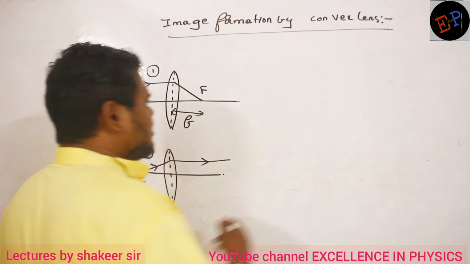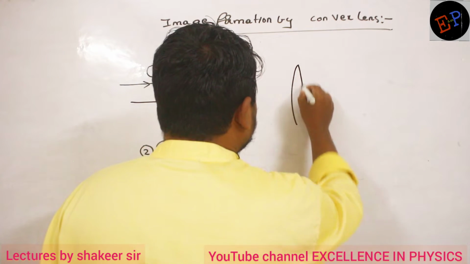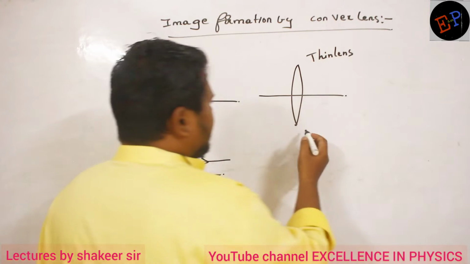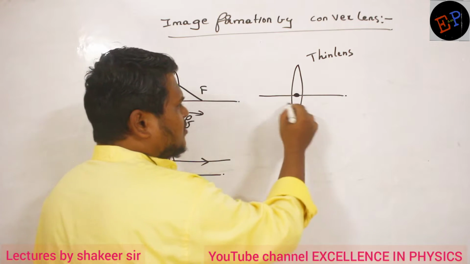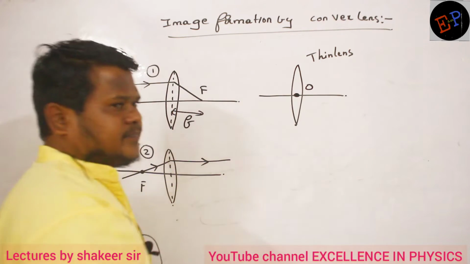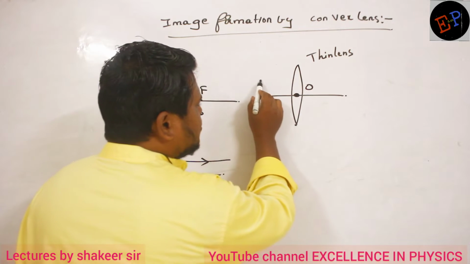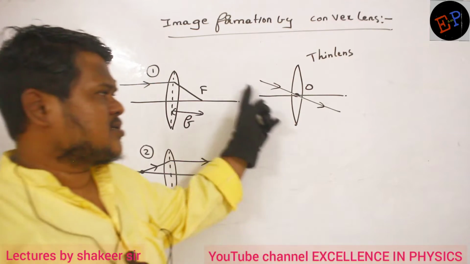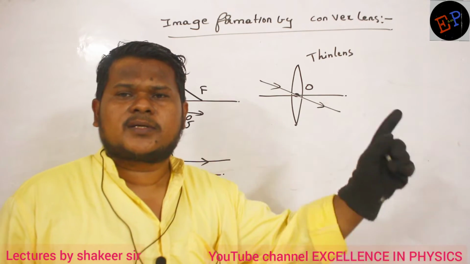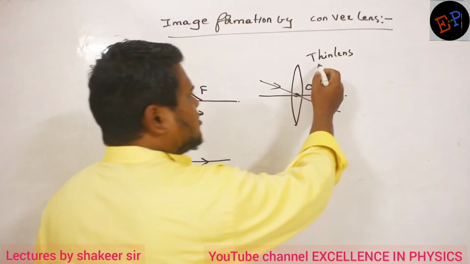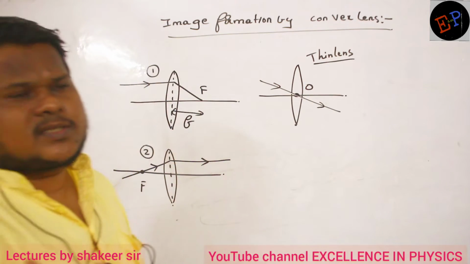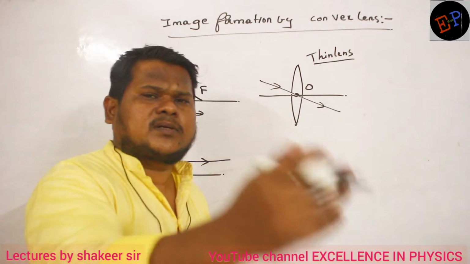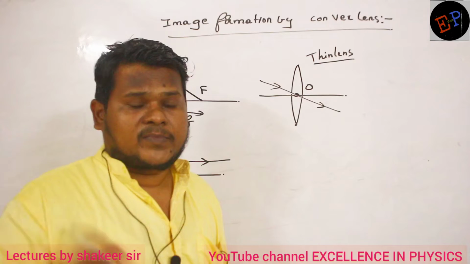Are you able to understand? Then one more ray I can write here. For example, consider this is a thin lens. What kind of lens? Thin lens. The geometrical center of this lens I can call O, which is called the optical center. If a light ray passes through the optical center, then it passes undeviated. Its direction will not change, its path also will not change. But the condition is it should be a thin lens, which means its thickness is very small. If the thickness is greater, the direction will still not change, but you can see a small amount of lateral displacement.